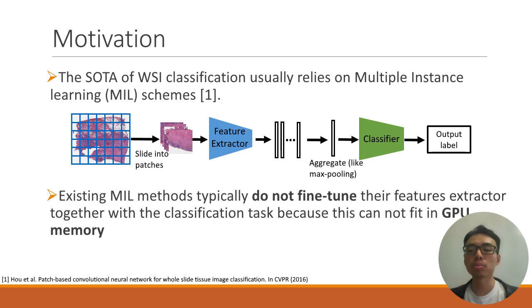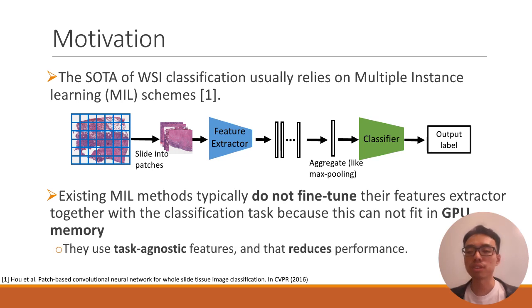However, existing multiple instance learning methods typically do not fine-tune their feature extractor together with the classification task, because this cannot fit in GPU memory. Thus, they end up using task-agnostic features, and that reduces performance.